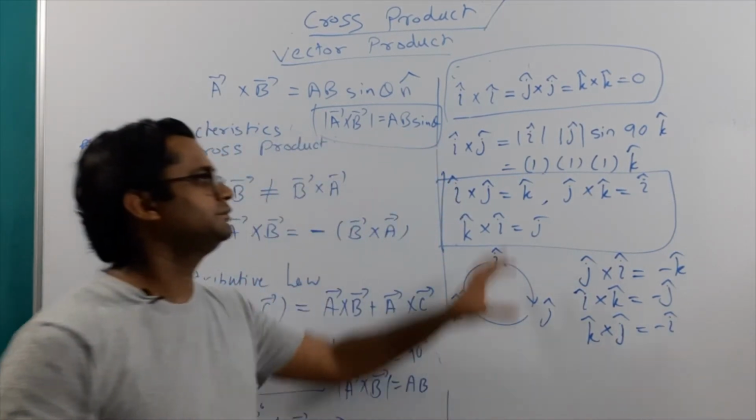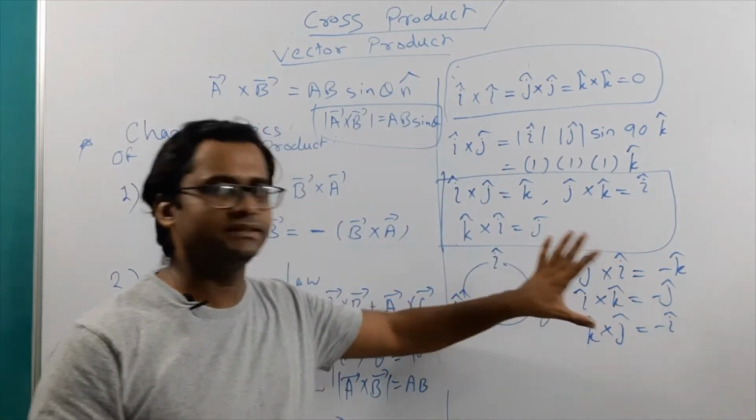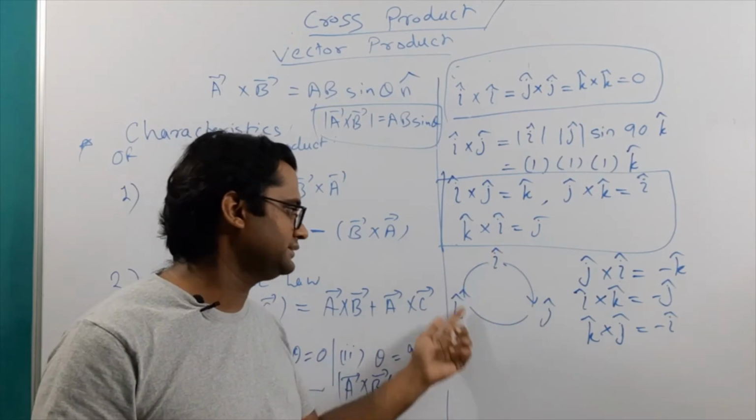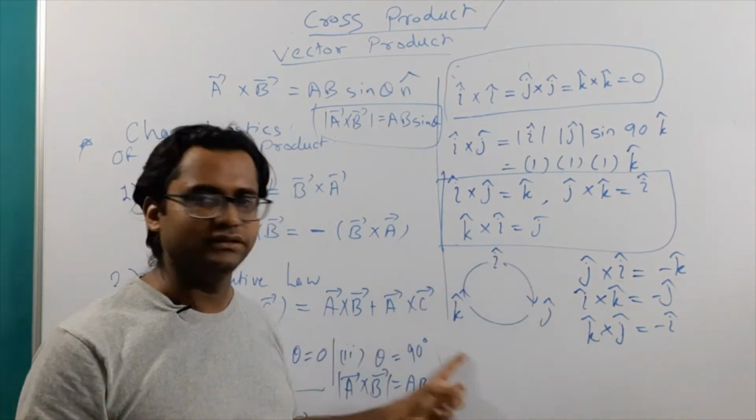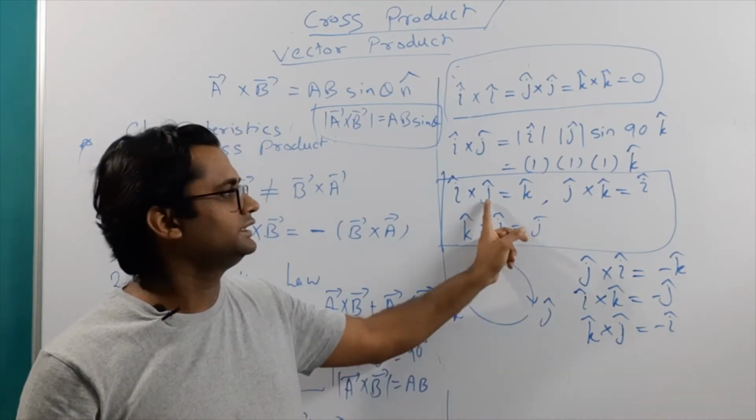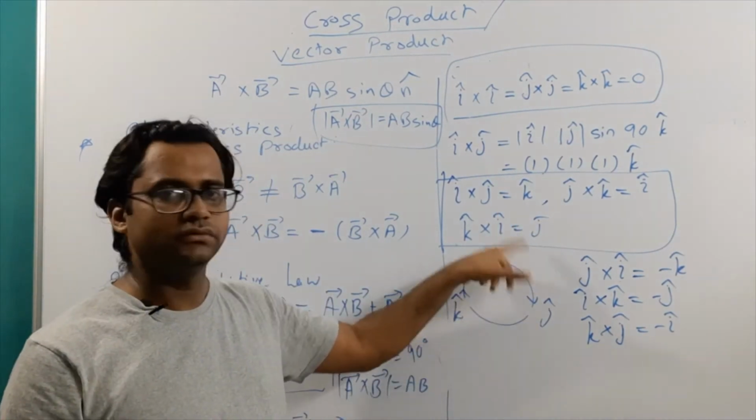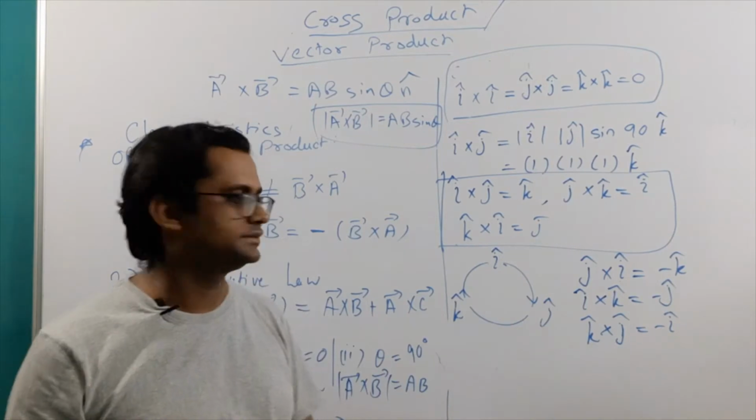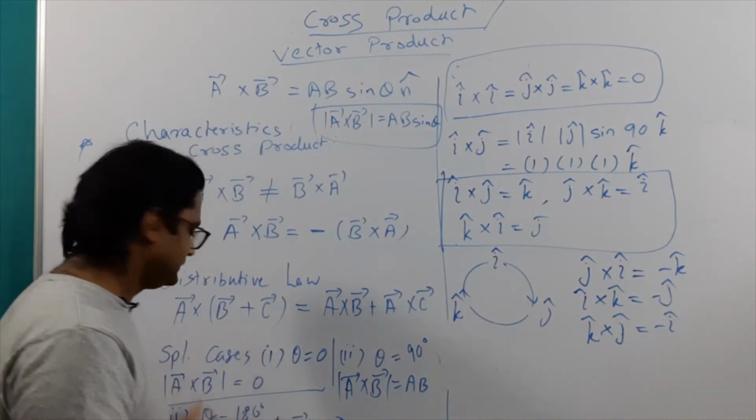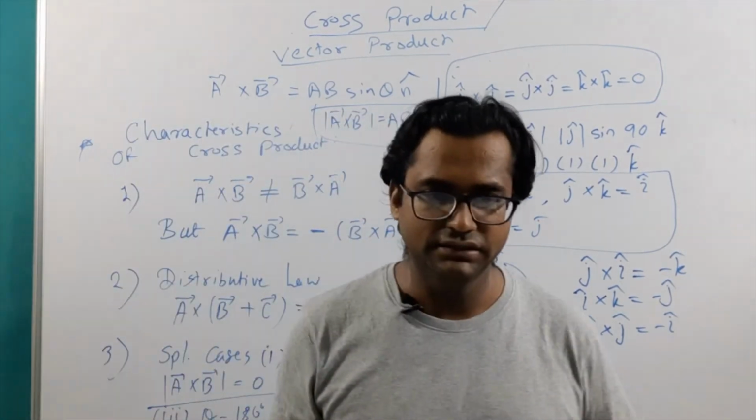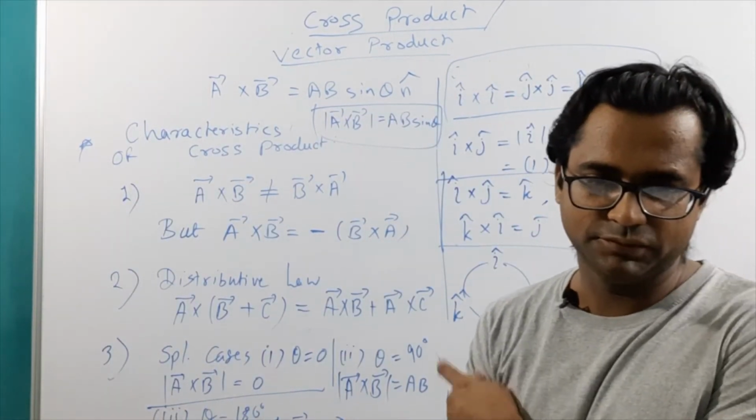So you can remember all these 3 plus 3, 6 conditions by just remembering this circle. If we go in the direction of this arrow, or in the clockwise direction, you will get positive results. If you go anti-clockwise, you will get negative products. So this is how the special cases are described. So this is our third property. Now let us consider the fourth property.